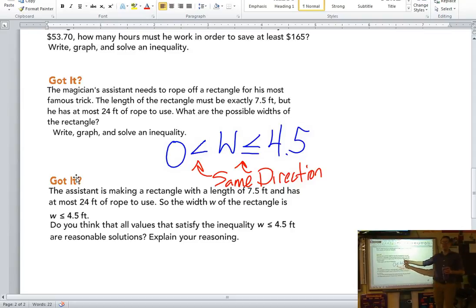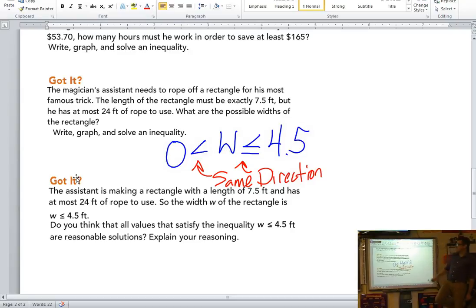0 is less than W, and W is less than or could be equal to 4.5. So my width could be 0.0000000000001, but that's still bigger than 0. Sorry, so anything bigger than 0 works. It has to have a width to be a rectangle. Questions?